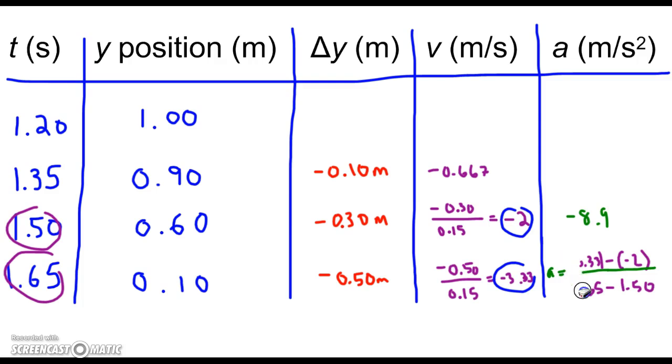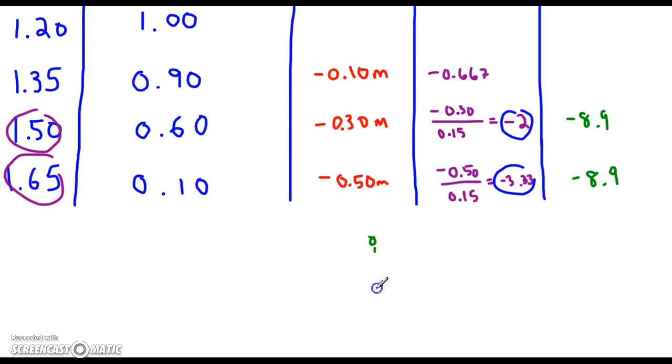I had a constant acceleration of -8.9. I got the same value both times, which is good because when something falls down, the acceleration should be constant, and mine was. But the acceleration should be a constant -9.8. And I was pretty close. -8.9, that's not too bad.